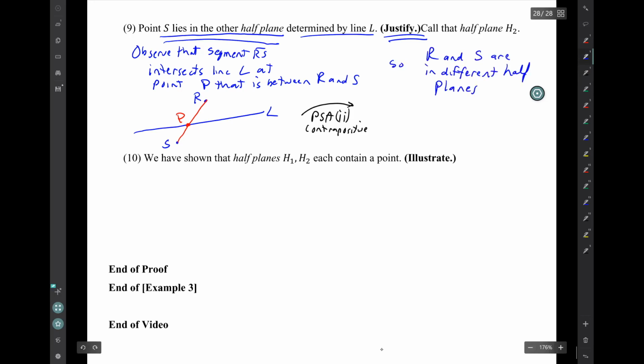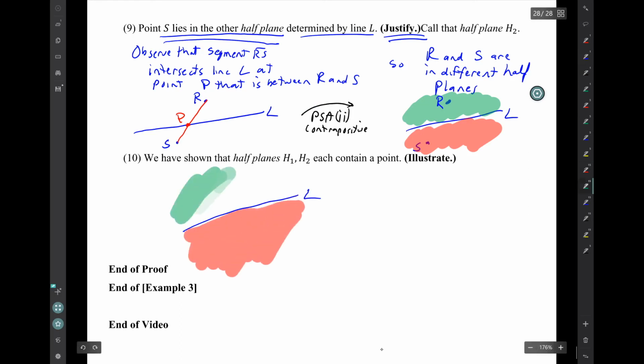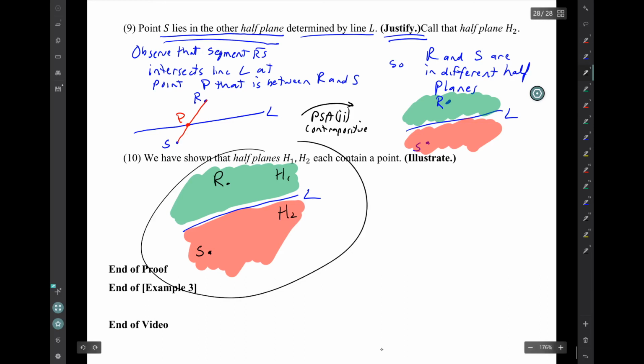So what would be the illustration for that? So the justification for this is by PSA2 contrapositive. So we've shown that each of the half-planes, H1 and H2, contain a point. Let's make an illustration for that final statement. And that was our goal. Our goal was to show that each of the half-planes associated to line L contain at least one point. And that's an illustration of that fact.